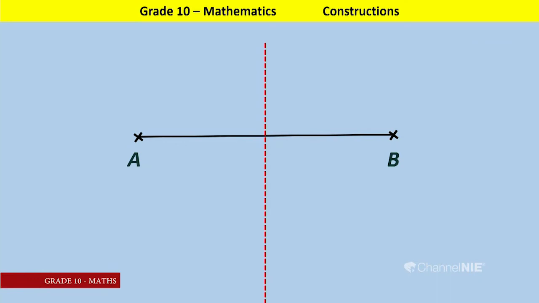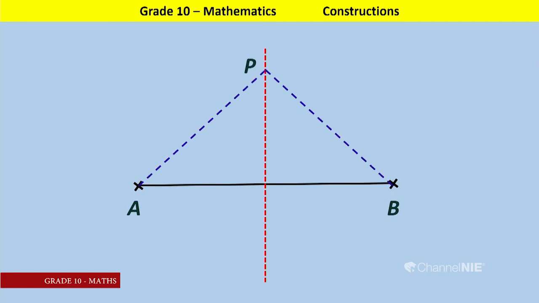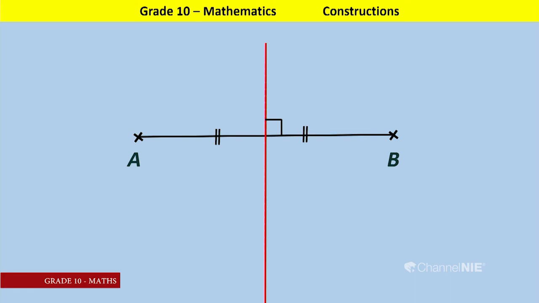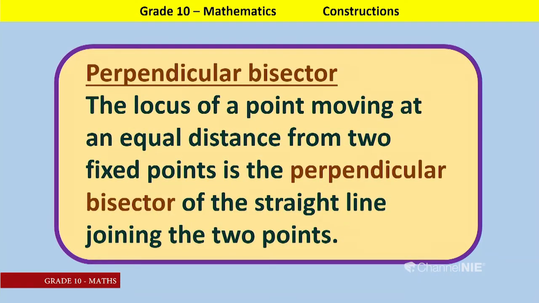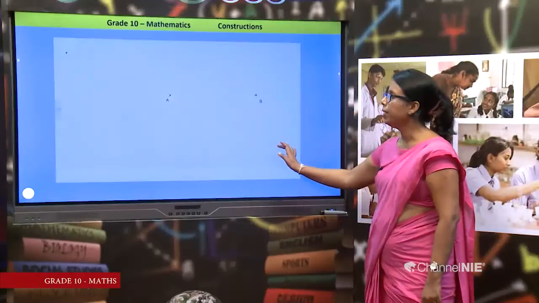Here you can see each and every point is equidistant to A and B. Let's take any point as P. AP is equal to BP. So, what is this, children? That is the perpendicular bisector. The locus of a point moving at an equal distance from two fixed points is the perpendicular bisector. Now, let's construct the perpendicular bisector.